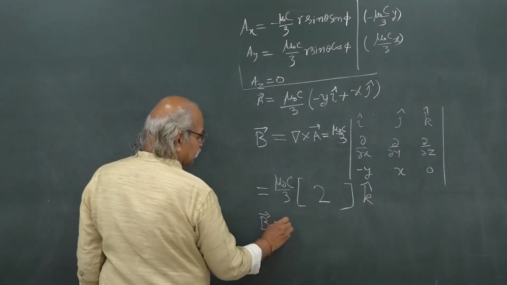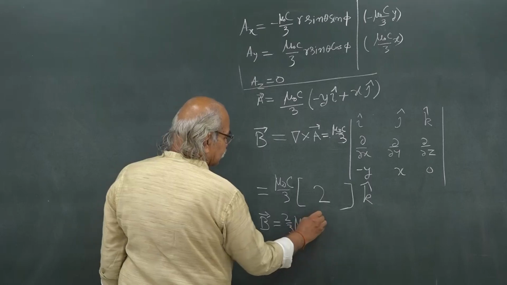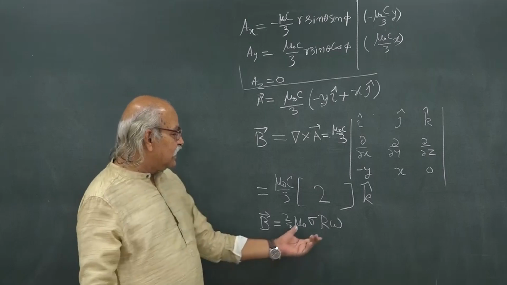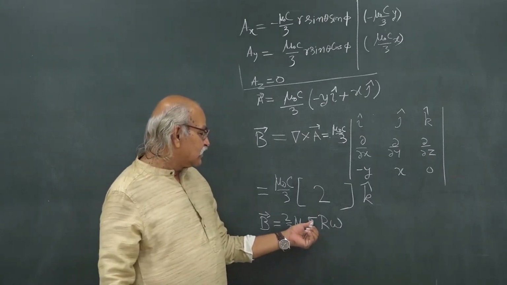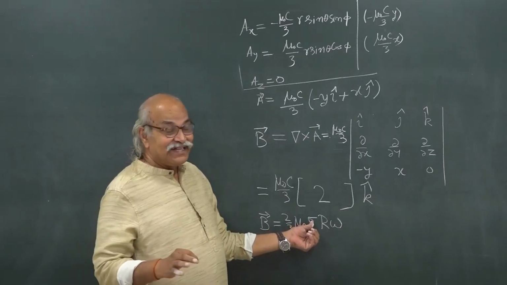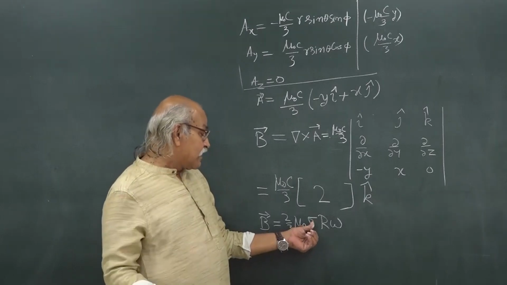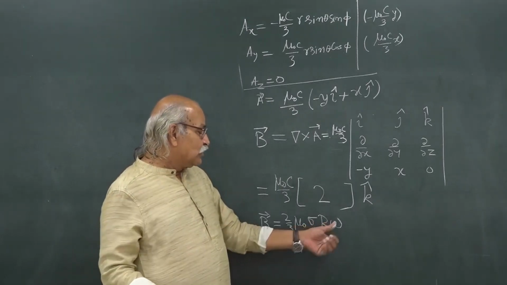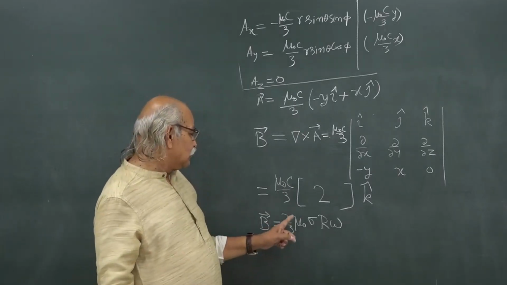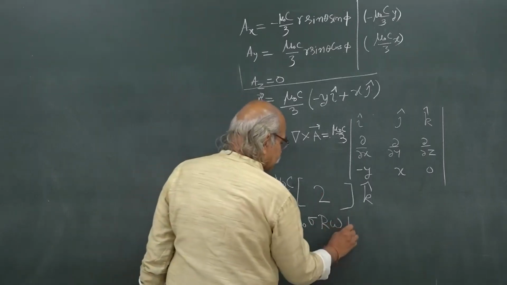B, we got B is 2 by 3 mu naught, and what is C? C was sigma R omega. For this constant we had written C. Sigma is the surface charge, real surface charge density, not virtual, real surface charge density on the given sphere, R is the radius, capital R, omega is the angular velocity with which it was rotating. So, this is C. So, 2 by 3 mu naught C, and that is k cap.